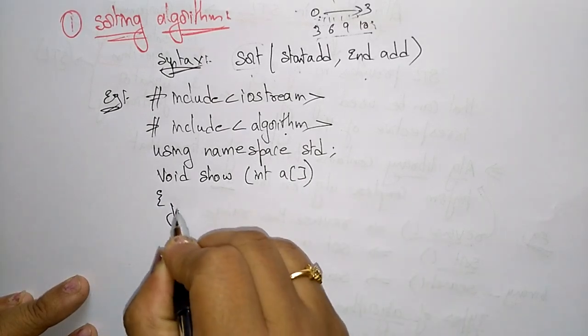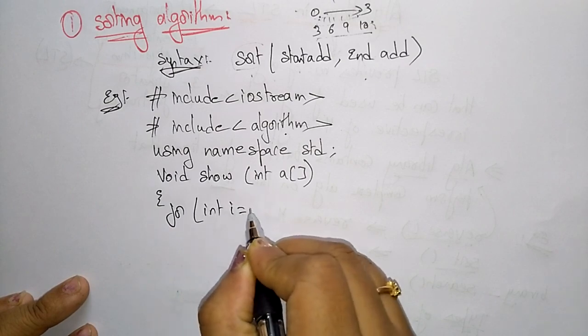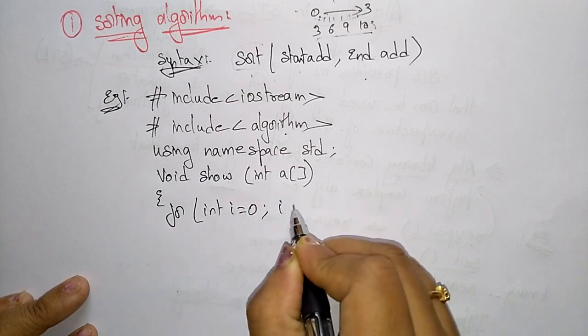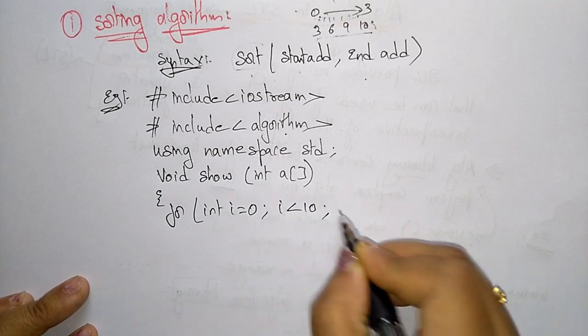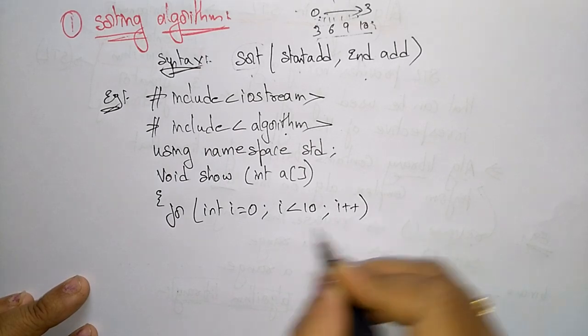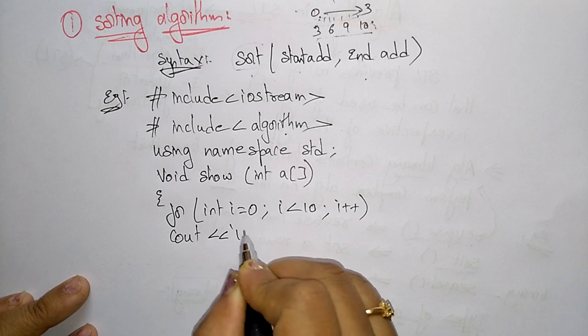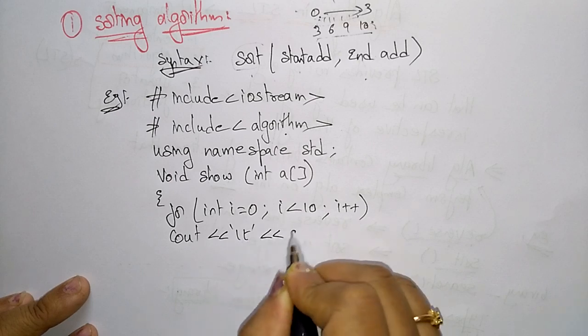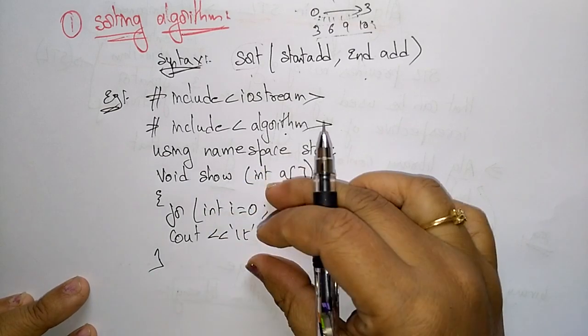Void, I'm writing the function here, void show(int a[]). In that function I'm performing an operation like int i = 0. I'm taking 10 elements, i less than 10, from 0 to 10. So total 10 elements, i++, and for each iteration whatever the i value, a[i] will be read and that value will be printed. So this is a function.